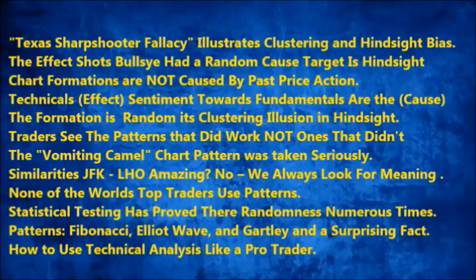We saw a guy, he's not a sharpshooter, he shoots in the general direction of the shack. Fires off numerous shots, some will just cluster together. He doesn't mean to do that, just shoot enough shots, that is what is going to happen. Then after the event, he can go draw a bullseye around the cluster and make it look like he's a sharpshooter. The shots on the bullseye had a random cause. The target is hindsight.